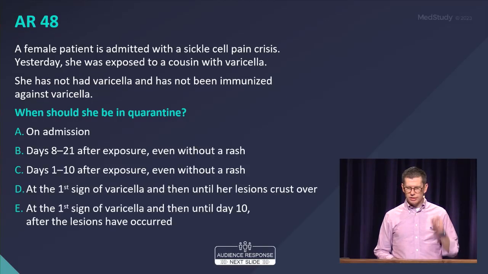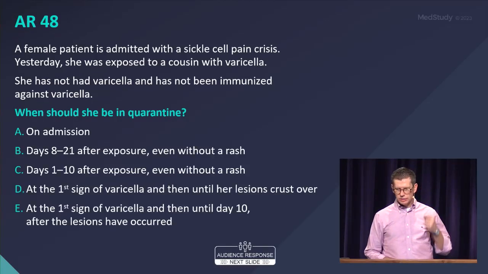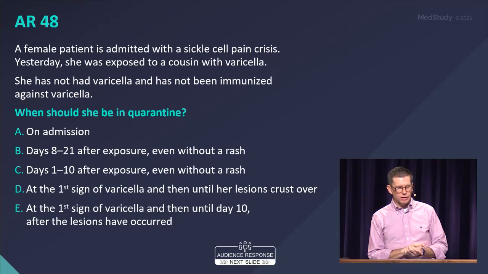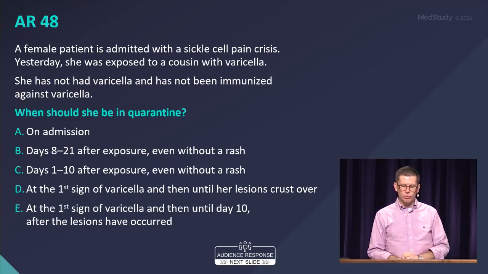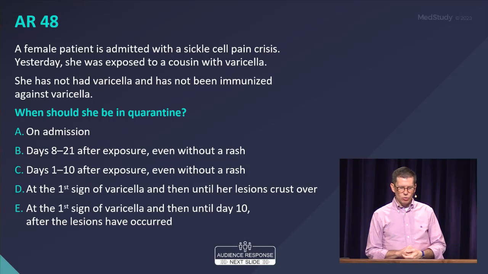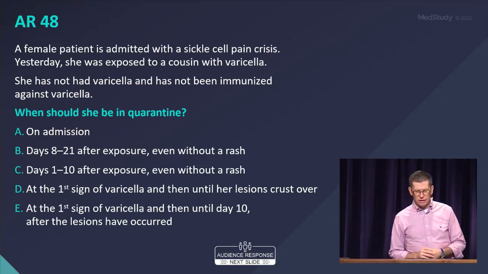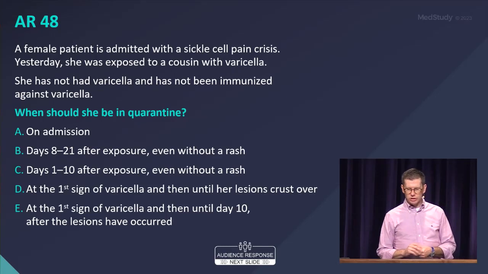All right, a female patient is admitted with a sickle cell pain crisis. Yesterday, she was exposed to a cousin with varicella. She has not had varicella and has not been immunized against varicella. When should she be in quarantine? A, on admission. B, days 8 to 21 after exposure, even without a rash. C, days 1 through 10 after exposure, even without a rash. D, at the first sign of varicella and then until lesions crusted over, or E, at the first sign of varicella and then until day 10 after the lesions have occurred.